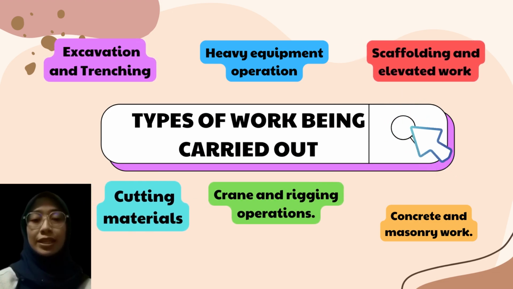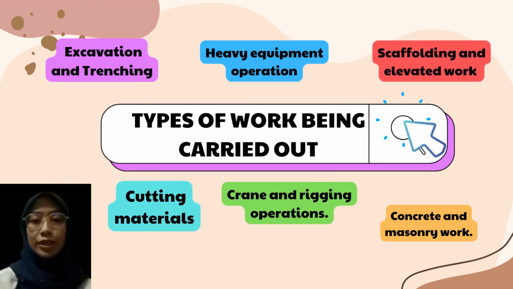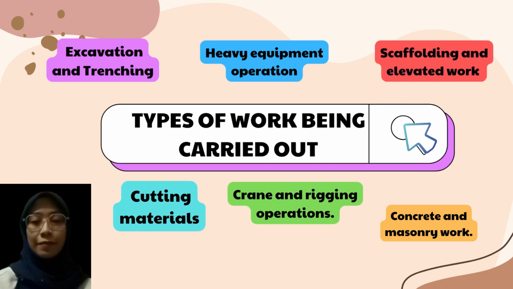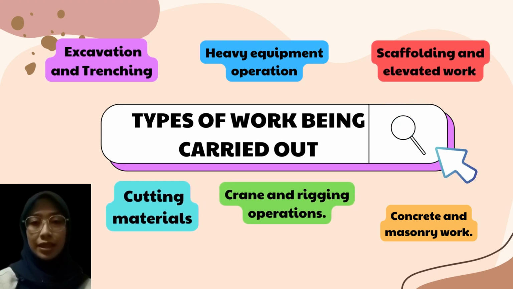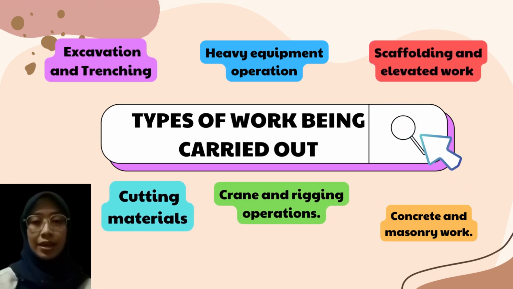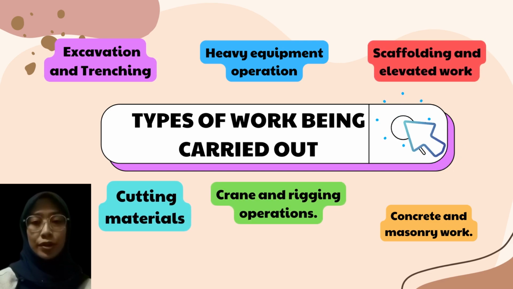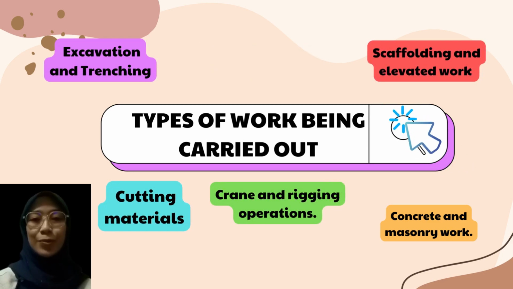I would like to present the types of work that are carried out for this selected construction site. First, excavation and trenching. Second, heavy equipment operation. Third, scaffolding and elevated work. Fourth, cutting materials. Fifth, crane and rigging operation. And lastly, concrete and masonry work.